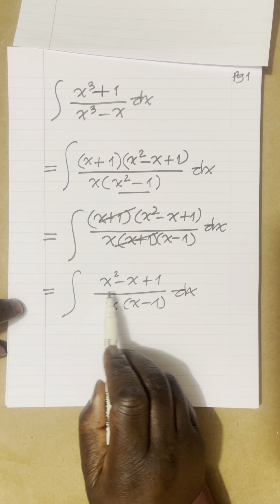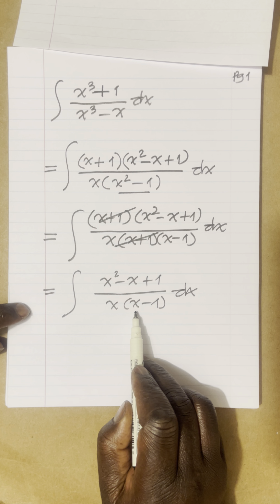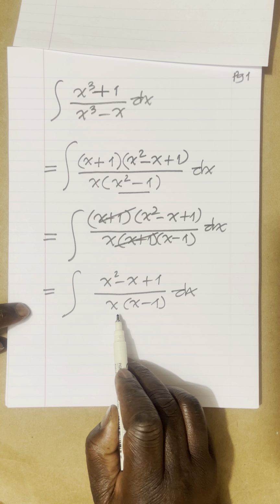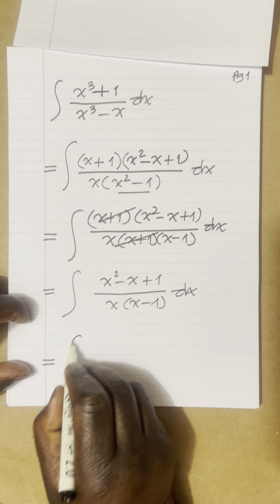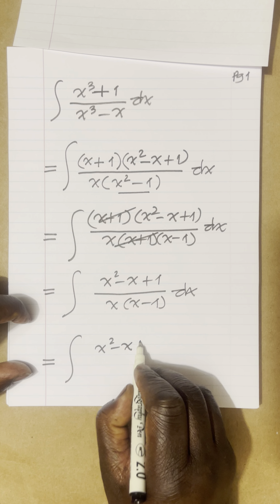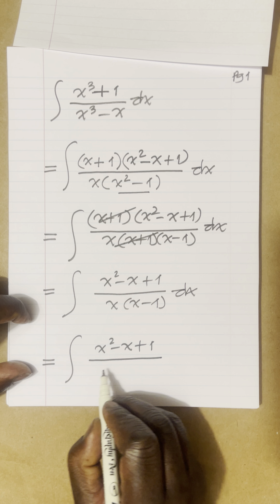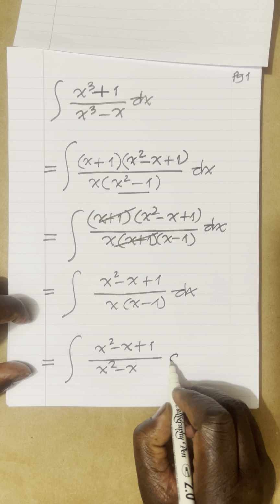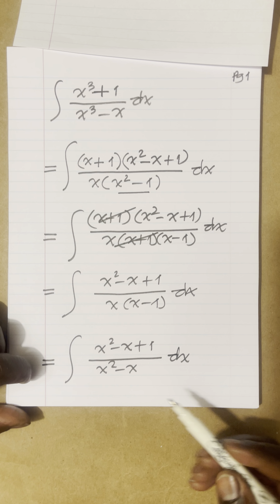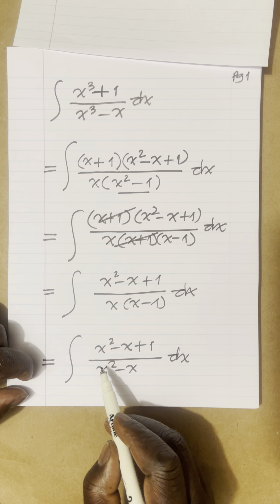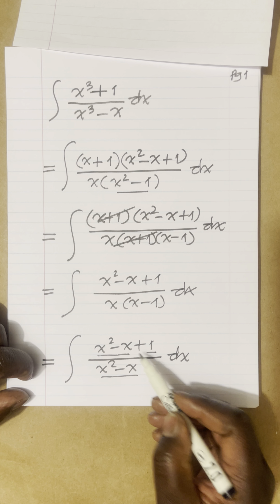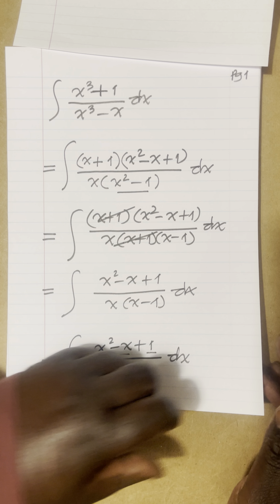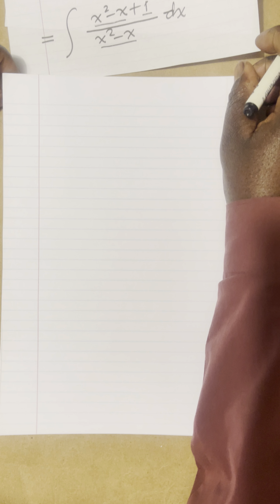Now, looking at x squared minus x and then x times x minus 1, I think it would be wiser to distribute this x in the denominator and see what we get after that. So this will be the integral of x squared minus x plus 1, divided by x squared minus x dx. Now you can see that it is wiser to use term-wise division. Divide this expression into that and that separately. Of course, there's a plus sign in between there. Taking us to page 2, we proceed as follows.